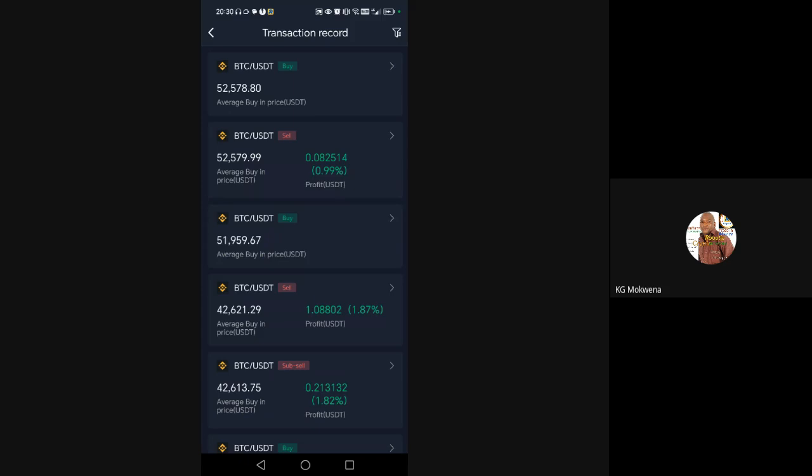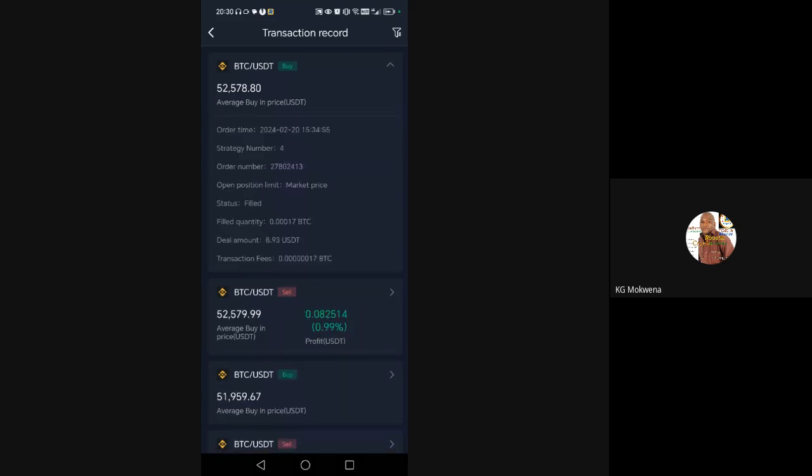And then please click there. There's an arrow pointing to the right to show you it's a folder. There's more information inside there. So now, can you see the deal amount on the last but one sentence there? Deal amount, can you see it? At the bottom. 6.93, yeah. Yes. So now it means the robot has purchased Bitcoin, and the amount of Bitcoin that it has bought for you is filled quantity, which is 0.00017 Satoshis.